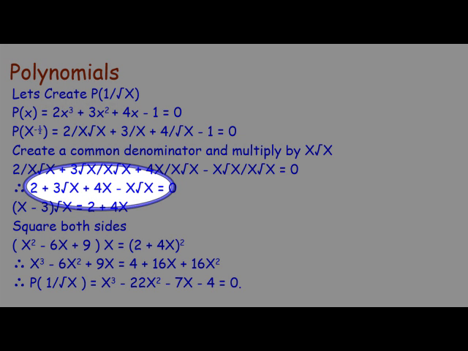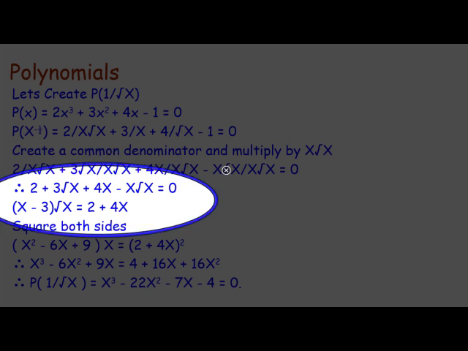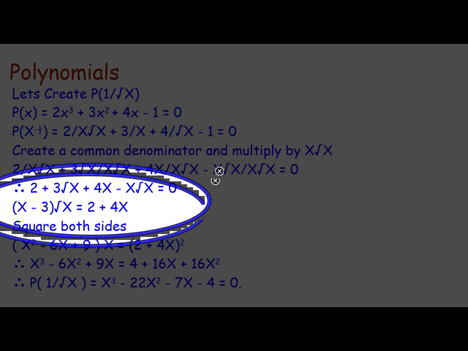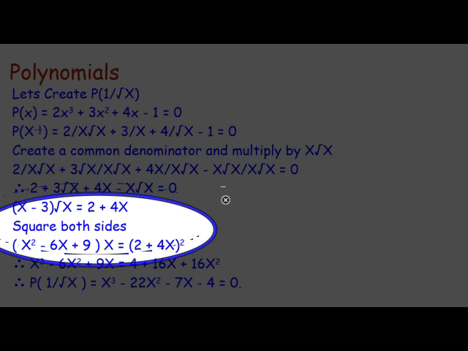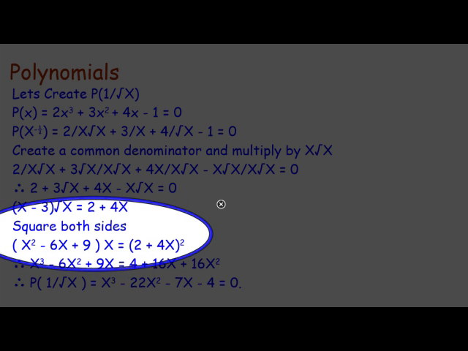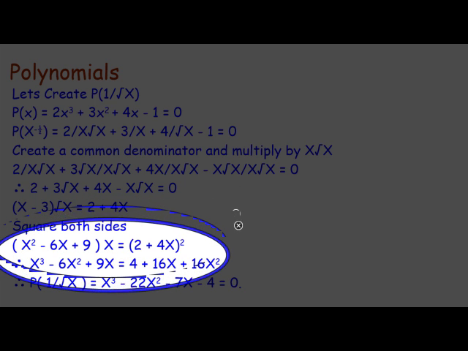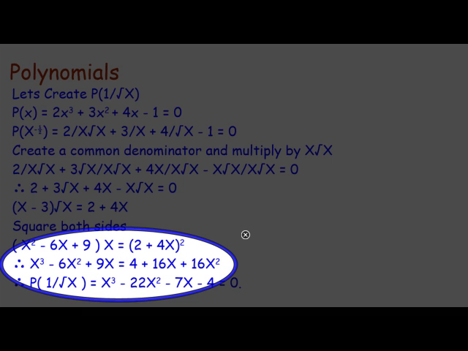This is 2 plus 3 root big X plus 4 times big X minus X root big X equals 0. Now, we've got a root X in this equation, and we need to eliminate this. So we put the root X terms together, factor out a root X, and then we square both sides. You can see what happens when we square X minus 3 root X: we get X minus 3 squared, which is X squared minus 6X plus 9, times X. Then we have to square the 2X plus 4.